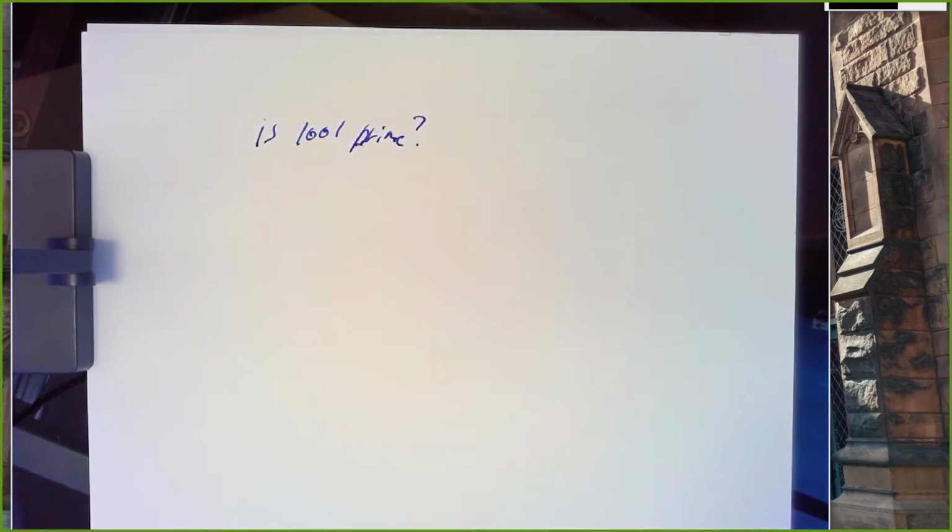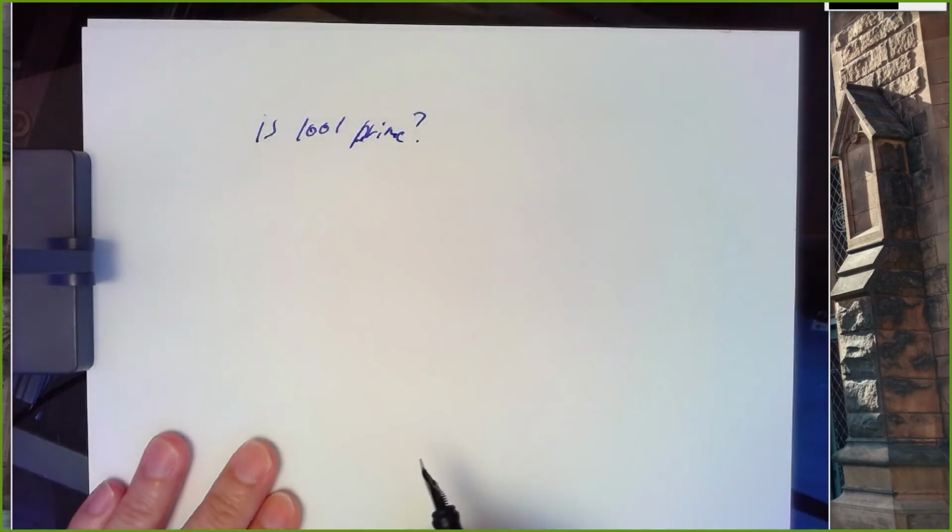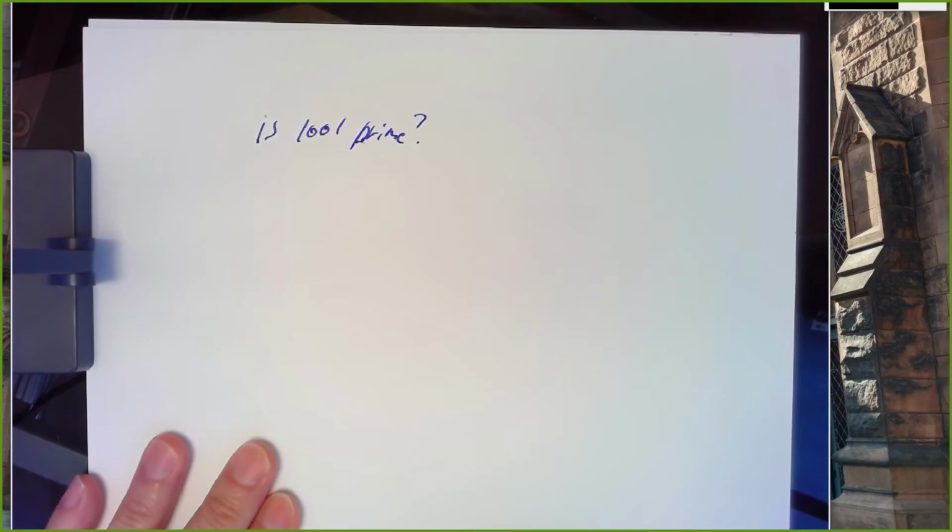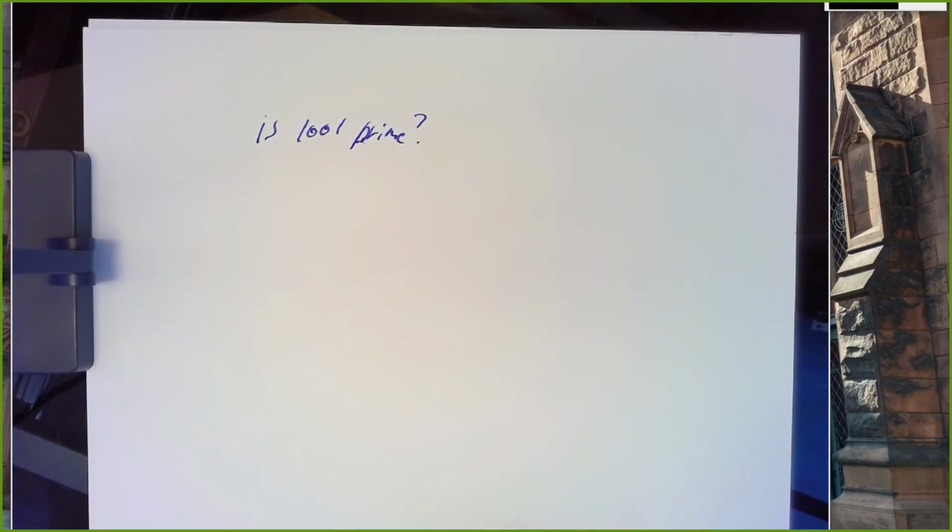Is 1001 a prime number? Well, if you or I write a C program, what do we do? We try dividing it by 2, 3, 4, 5, 6, 7, and so on, right? And it's not until we get up to 7 that we find a factor. It's not divisible by 2 or 3 or 4 or 5 or 6.